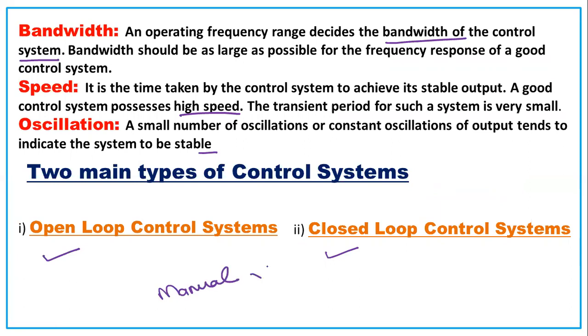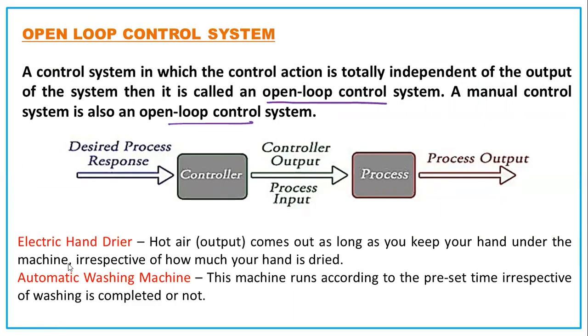Manual into automatic. So a control system can be a manual type or automatic. Manual means a human being should go and give the command. Automatic means there is no need of any human intervention. It can happen automatically. I will give you an example of an open loop system, so you should be very careful about these things.